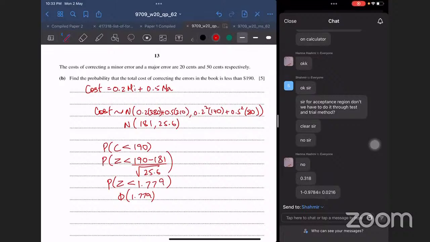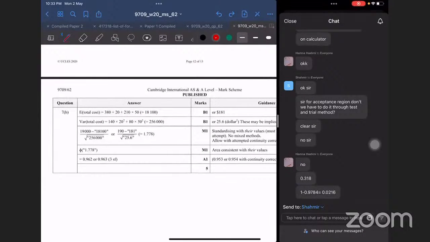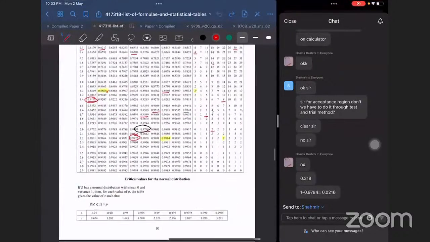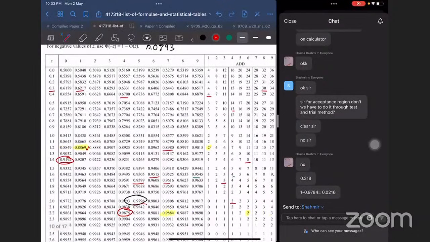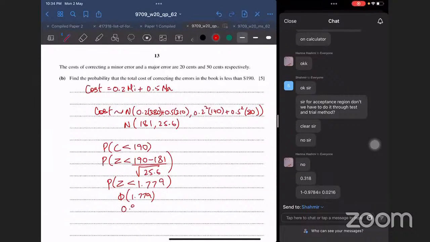मेरा 1.779 आ रहा है. इससे 1.778 लिया हुआ है. Nine six 24. सही. Done.